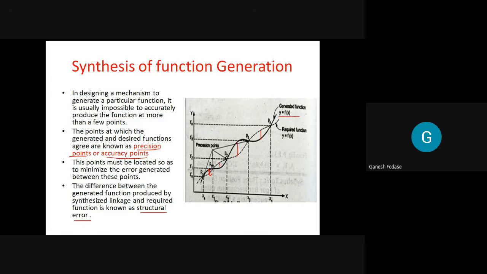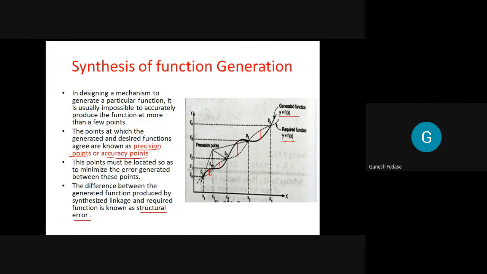We can say this dotted one represents a required path. It means I want y is equal to f of x. This is my required motion. But when you are going to design a mechanism, the mechanism which is actually constructed, actually manufactured, will not give results like this dotted one. The graph obtained in the actual case is the one with continuous lines.